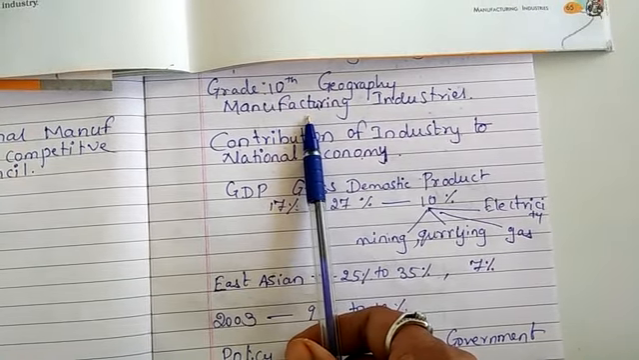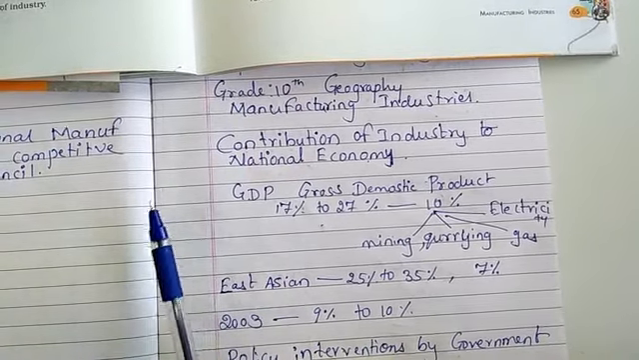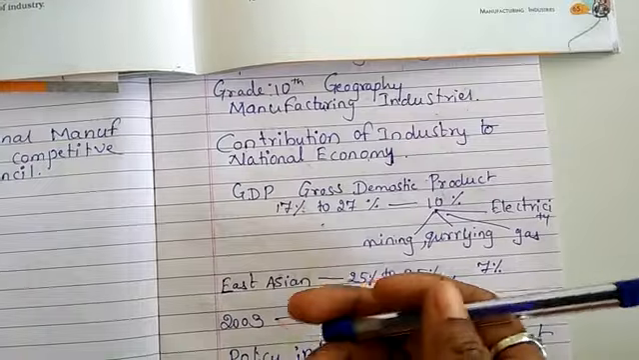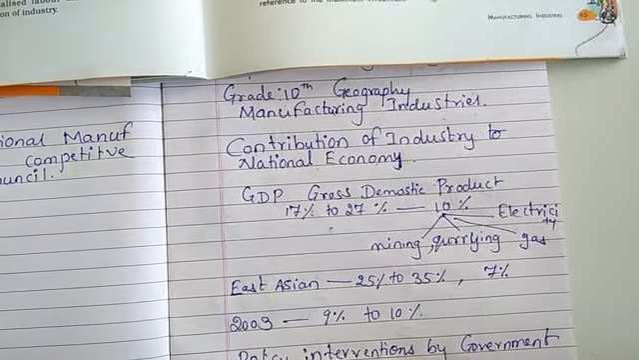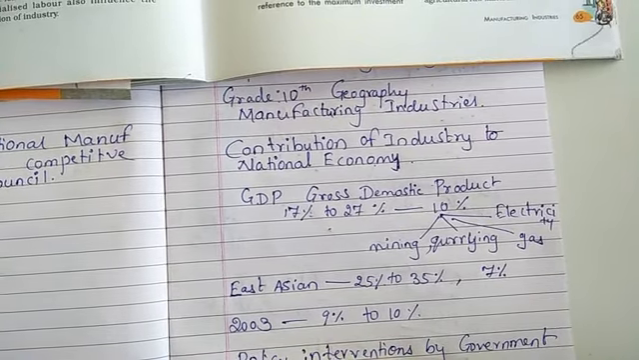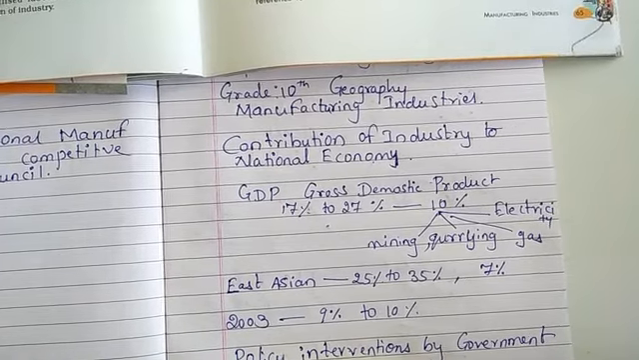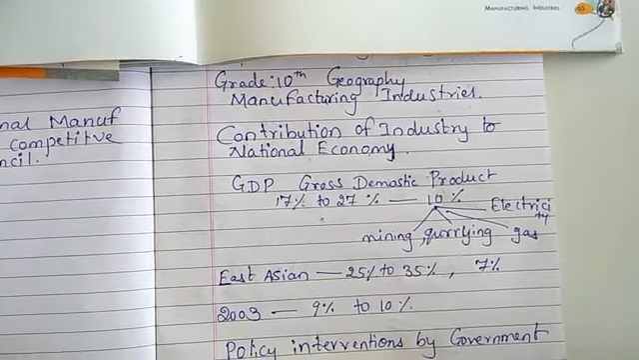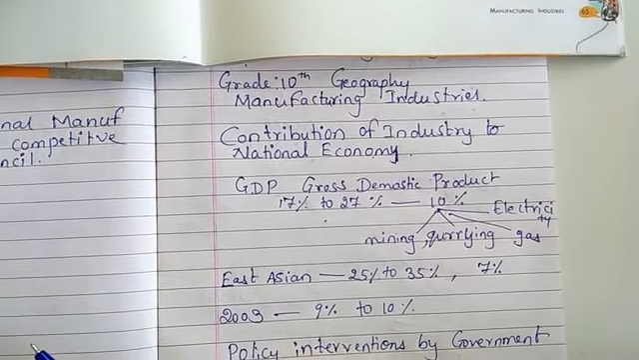Yesterday we learnt about manufacturing, how raw material is processed into ready-made material. I gave one example also: the raw material sugar cane is processed to give production like jaggery and sugar. Not only that, we can also take textiles.